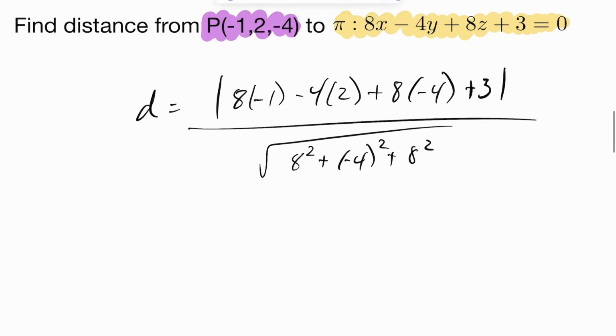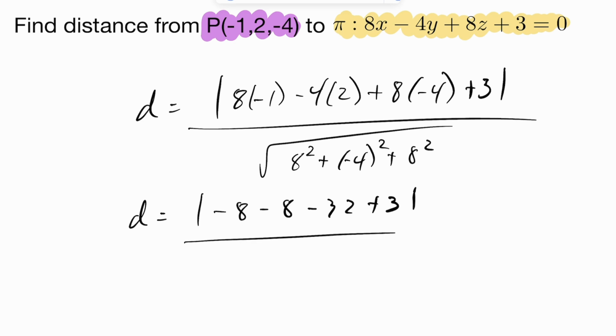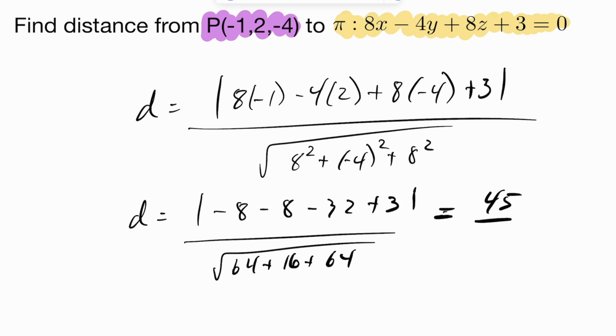So if I go to calculate this here, the distance here is going to equal -8 minus 8 minus 32 plus 3 all over 64 plus 16 plus 64. And if I calculate this here, because you take the absolute value of this, you're going to get 45. And that's going to be 45 over 12, right? Because this will end up being 144. The square root of 144 is 12. And that'll reduce to become 15 over 4.